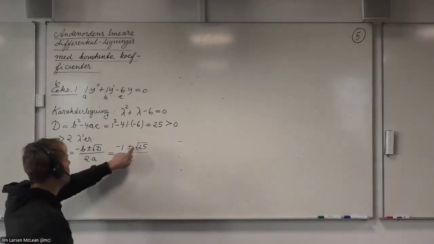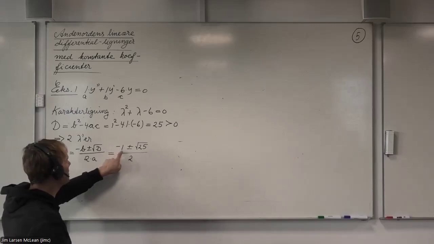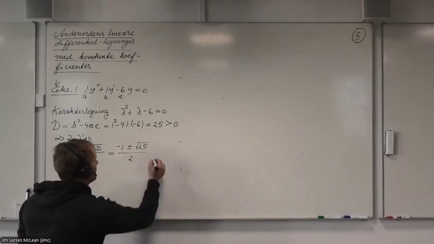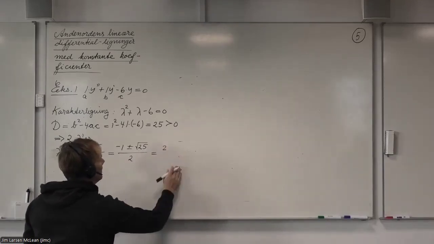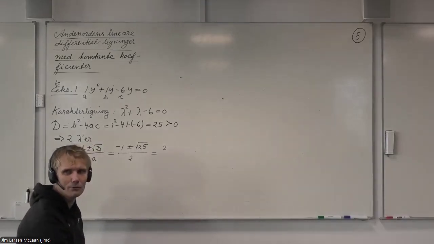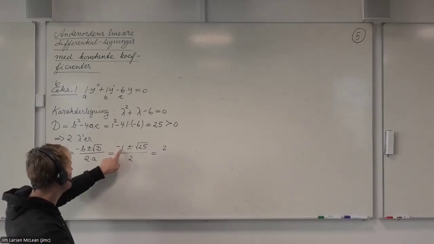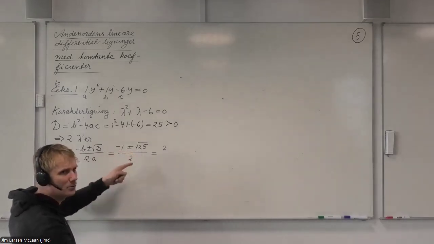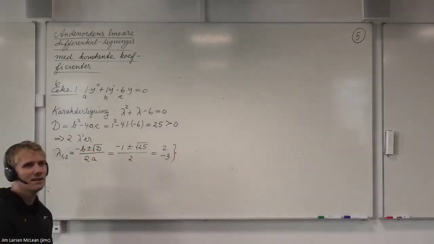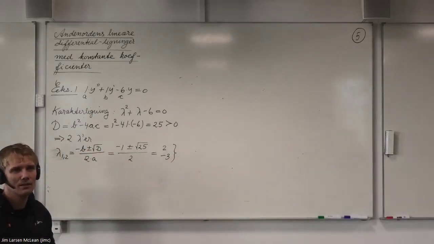If I use the plus, I get negative 1 plus 5. That is 4, divided by 2, that is 2. And if I use the minus, so I get minus 1 minus 5, that's minus 6 divided by 2 is minus 3. So there are 2 lambdas, which are 2 and negative 3.